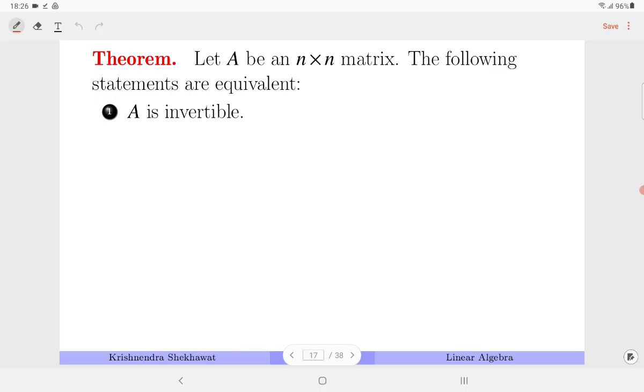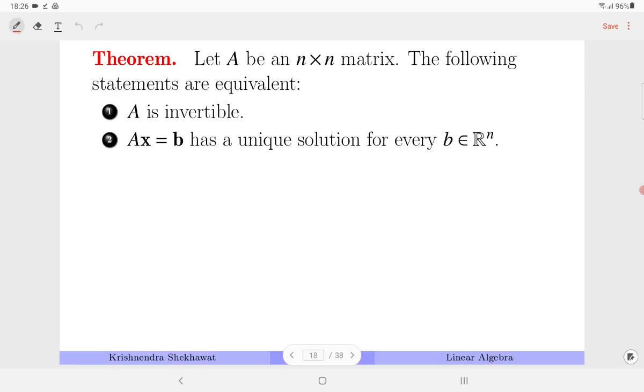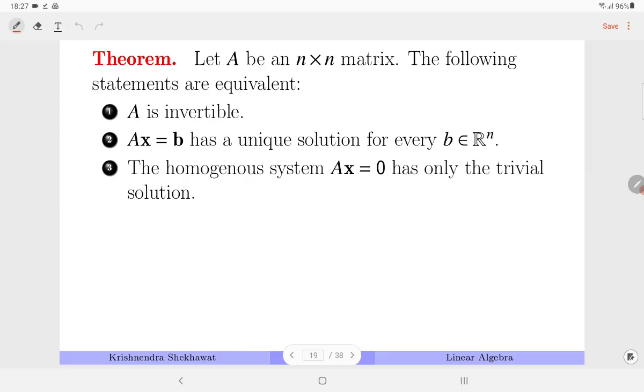Okay, so few results related to the RREF. The following statements are equivalent. Equivalent means one implies the other. So if A is invertible, then AX equal to B has a unique solution, because multiplying AX equal to B by A inverse on both the sides, you get X is equal to A inverse B, which is unique. So if the solution is unique, which means for the homogeneous system, the only possible solution is the trivial solution.